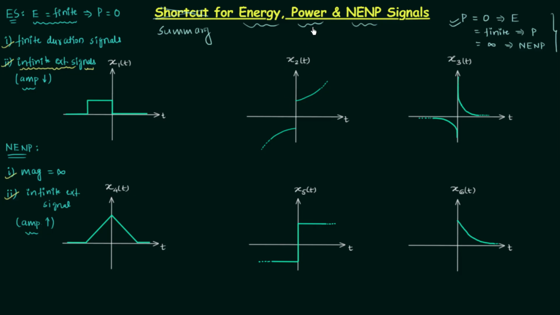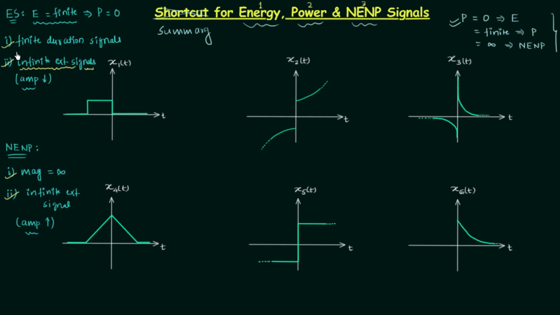Now what about power signals? We have three kinds of signals. The first one is the energy signal, the second one is the power signal, and the third one is the NENP signal. We have already seen what kind of signals are energy signals and what kind of signals are NENP signals. Now to find out if the signal is power signal or not, simply check if the signal is energy signal or NENP signal. If the signal is neither energy signal nor NENP signal, then it is power signal. So there is no need to worry about the power signal.